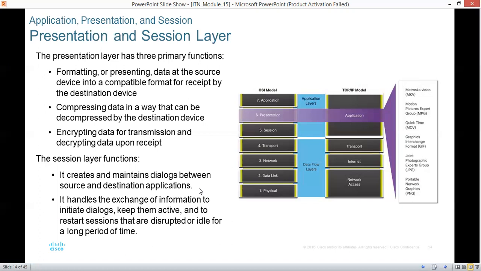But what keeps the activity going between your own end and the server end or the destination end of that person's system? For instance, you and I are talking and communicating on this medium. The question is, what keeps my window active with yours? It's with the help of the session layer. So it creates and maintains dialogue between source and destination applications. It handles the exchange of information to initiate dialogues, keep them active, and to restart sessions that are disrupted or idle for a long period of time.